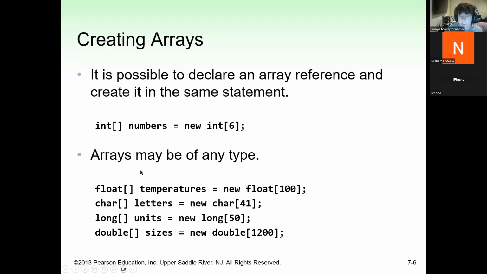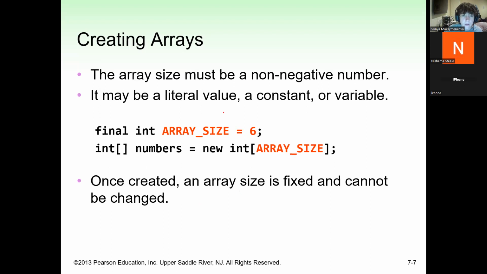As I said before, you can use any type of data for your arrays. In this case, we have float, char, long, double. The only thing that you need to pay attention to is that whenever you're doing that, these two words right here have to match, otherwise you will get an error. Obviously, your array size has to be a non-negative number because we cannot have a negative number of elements in our array, so only positive numbers.